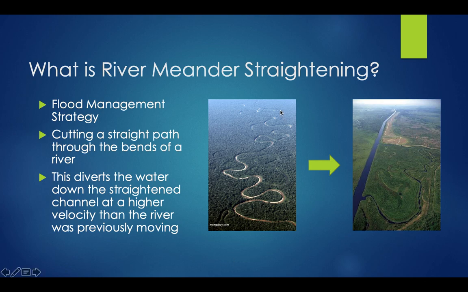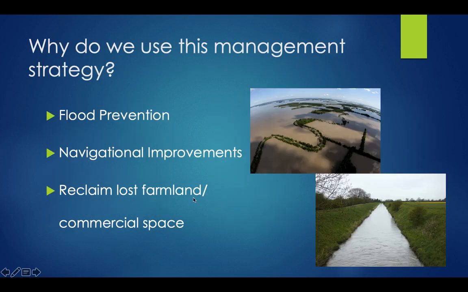As you can see here, this is a river that has lots of meanders, and this is what it looks like whenever a river is straightened. So, why do we use this management strategy? River meander straightening is hugely used to prevent flooding. Oftentimes, with a meandering river, items such as logs or ice can build up and cause a flood. Whenever the river is straightened, the river's velocity increases and moves water faster out of a particular area of high value and therefore prevents flooding.